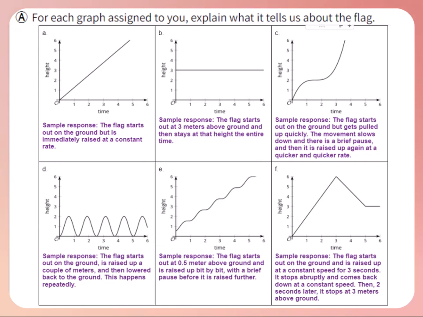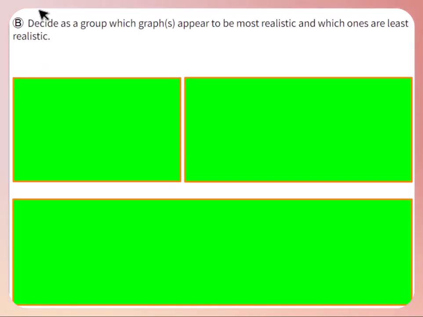Okay, so practice looking at the question, understanding what that graph is telling us, focusing on maximum, minimum, rate of change. Now decide as a group which graphs appear to be most realistic and which ones are least realistic. So pause and take some time to talk to someone in your group and talk it over, which one's most realistic, which one's least, and then answer in your workbook.